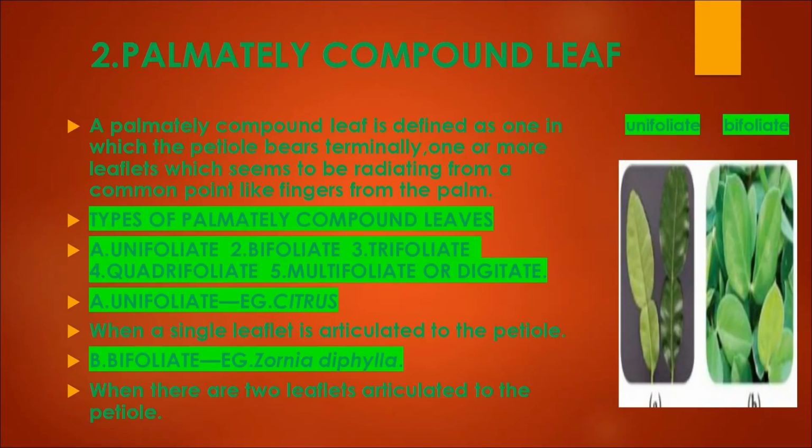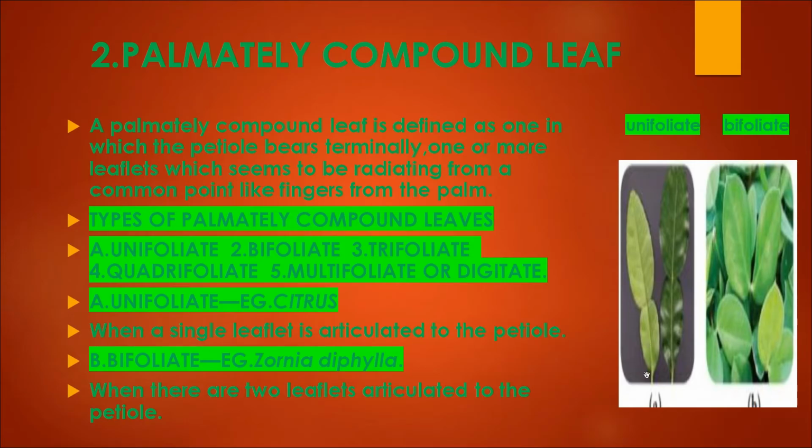The second one is called palmately compound leaf. Here palmately compound leaf is defined as one having a petiole that bears terminally one or more leaflets which seem to be radiating from the common point. One petiole will be there, and at the terminal end of the petiole one or more leaflets will be arising from the common point, like fingers from the palm. The types of palmately compound leaves: first one unifoliate, second one bifoliate, third one trifoliate, fourth one quadrifoliate, fifth one multifoliate or digitate. Unifoliate example citrus.